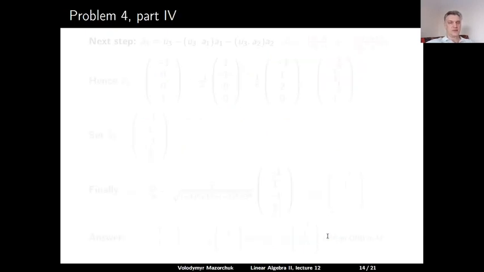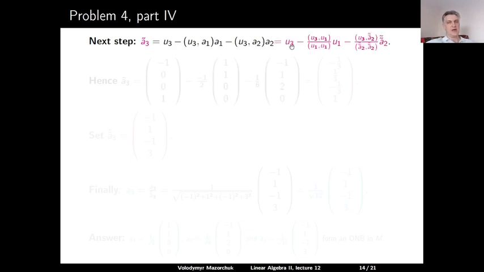Great, now we need to do the third vector. a3 tilde is u3 minus a1 with the coefficient, the scalar product between u3 and a1, minus a2 with the coefficient, the scalar product between u3 and a2. And this we can rewrite as u3 minus u1 with the coefficient, the scalar product between u3 and u1 divided by the scalar product between u1 and u1, minus 2 a2 tilde with the coefficient, the scalar product between u3 and 2 a2 tilde divided by the scalar product of 2 a2 tilde with itself.